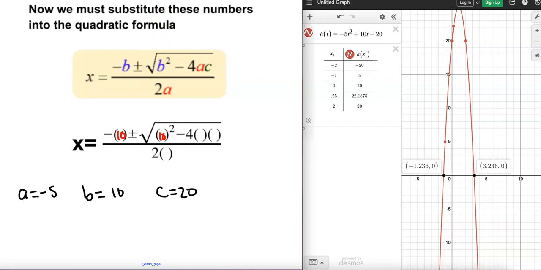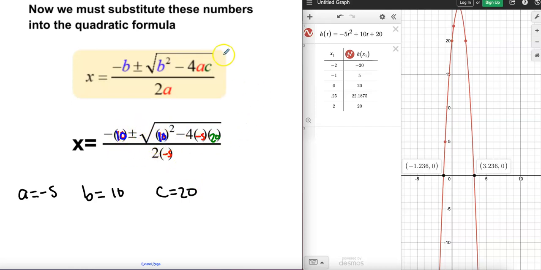Then, let me change the color to make it correlate. So that's 10, that's 10, and then I know that a, which is negative 5, is going to go here because that's a, and negative 5 is going to go here because that's a, and lastly, c is going to go here. Okay, so the first thing you have to do is make sure that you substitute your values into the formula correctly.